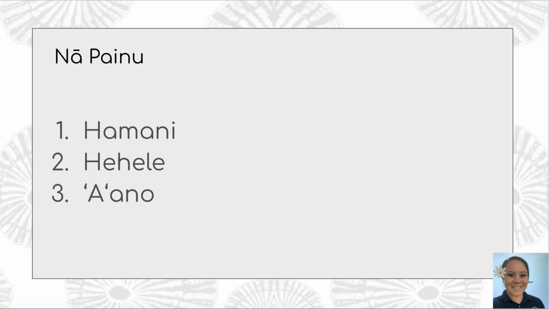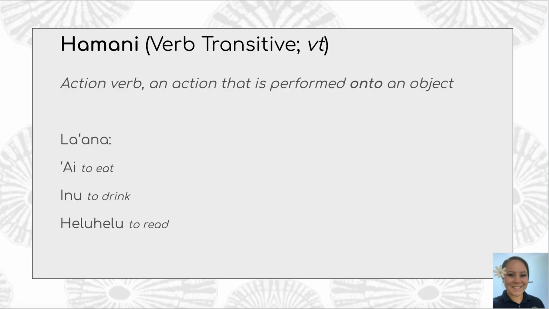There are three different types, and those are the hamani, the hehele, and the a'ano words. Hamani or verb transitive or VT, as you will see in the dictionary, are action verb words. Yeah, so they are actions that are performed onto an object. So the general difference that you will see between the three is that they are either action words or non-action words. Yeah, action verbs and non-action verbs.